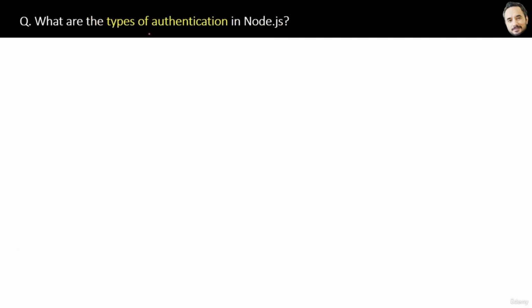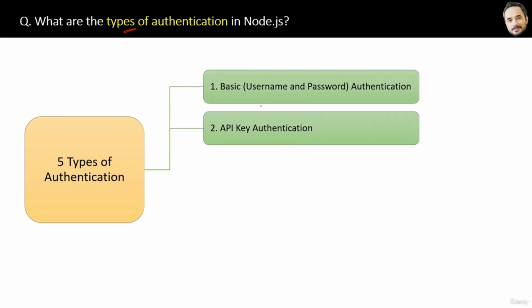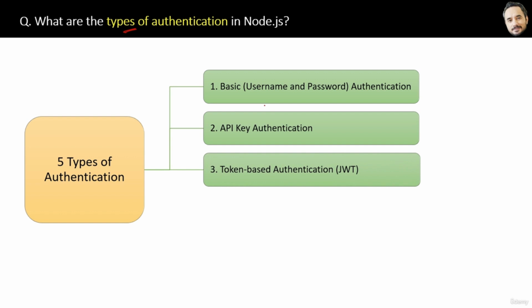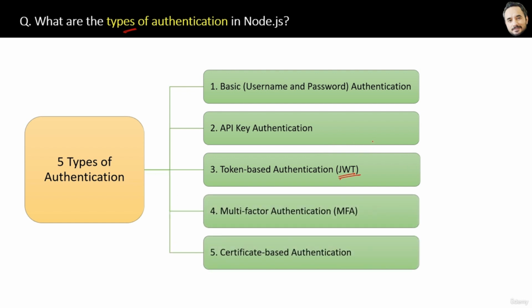What are the types of authentication in Node? We have 5 main types of authentication, and it's not just in Node but in almost all technologies. Here they are: basic authentication, API key authentication, token based authentication, and JWT authentication, which is a type of token based authentication only. Then multi-factor authentication and certificate based authentication. In the upcoming questions, one by one, we will explore all of these authentications.